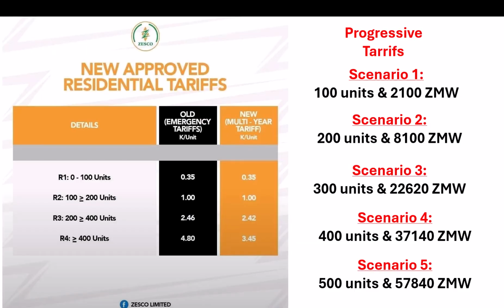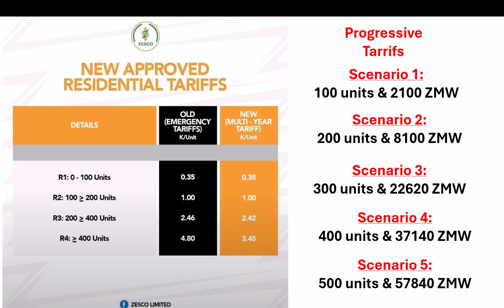In the previous program, which is part 2, we looked at the first 5 scenarios: scenario 1, scenario 2, scenario 3, scenario 4, and scenario 5. For scenario 1, 100 units, the cost of electricity projected over 5 years was 2,100 Zambian kwacha, which is an estimate. For scenario 2, it came to 8,100.